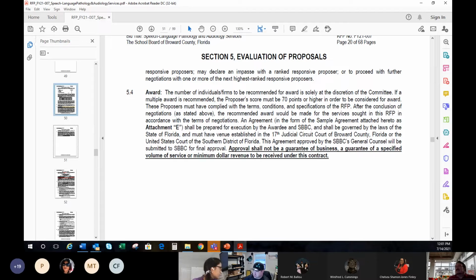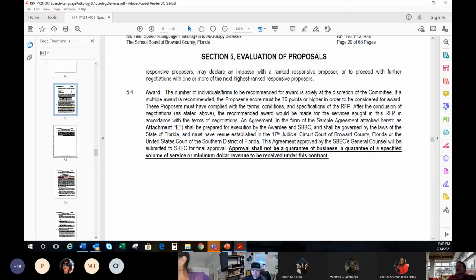And it basically also says here that an agreement will be written, and the sample agreement attached here too as attachment E shall be prepared for execution by awardee and SBBC and shall be governed by the laws of the state of Florida and must have venue established in the 17th Judicial Court of Broward County. So in other words, if there were any lawsuits that come up based on this service of this RFP, the settlement would be handled through the Broward County courts or the United States Court of the Southern District of Florida.